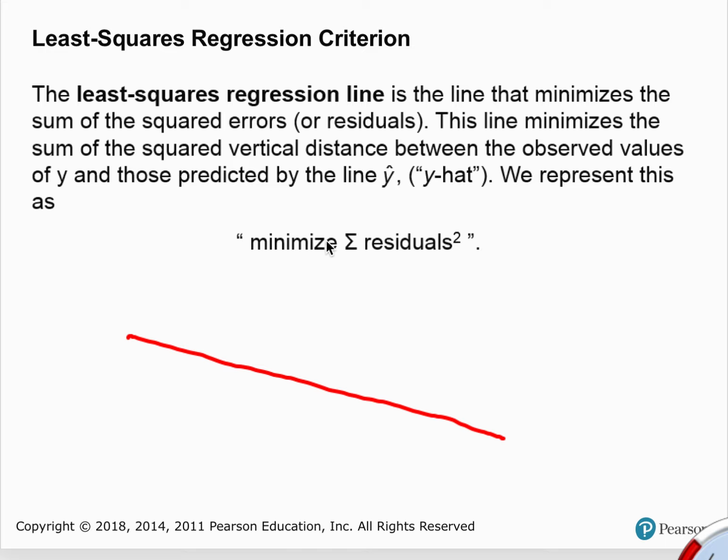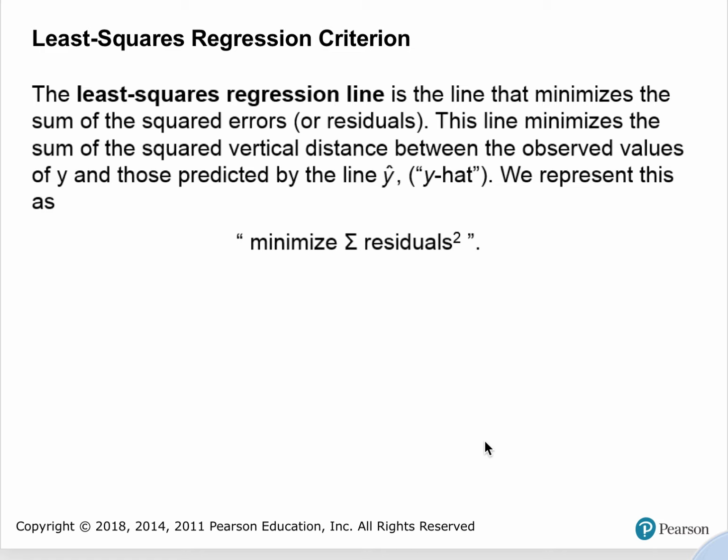We represent this as minimize the sum of the residuals squared. So let's say we had our scatter plot here with our line, and this vertical distance is the residuals. And notice that some are going to be negative and some are going to be positive. That's hence where the square comes in, just like when we were finding those standard deviations. Okay? And we want those residuals, those errors, to be as small as possible.